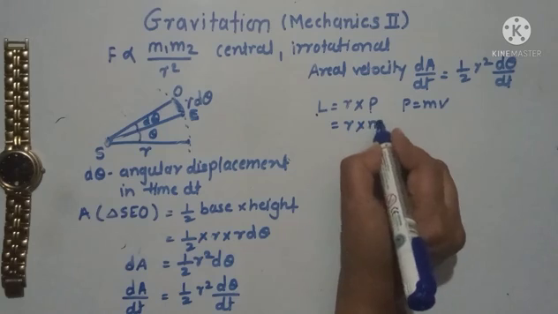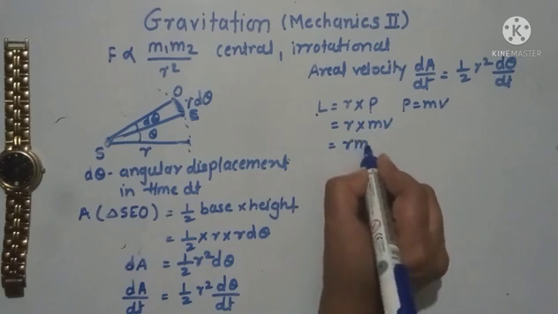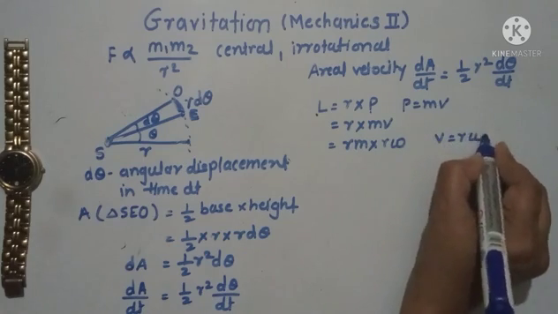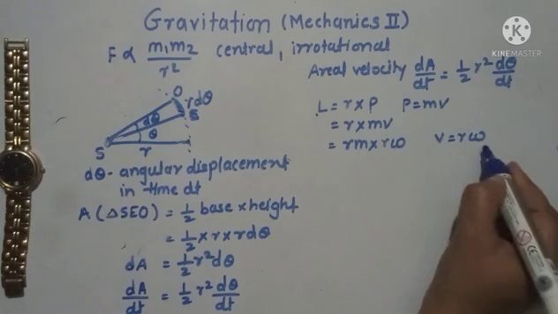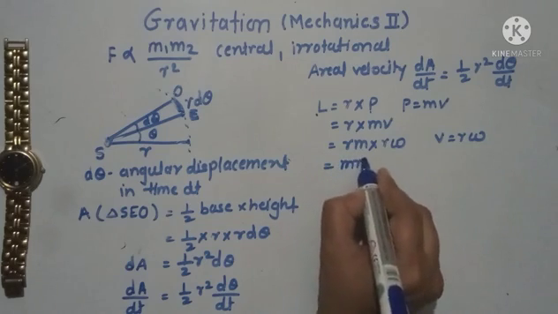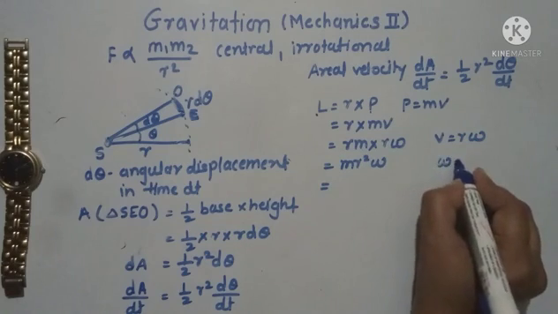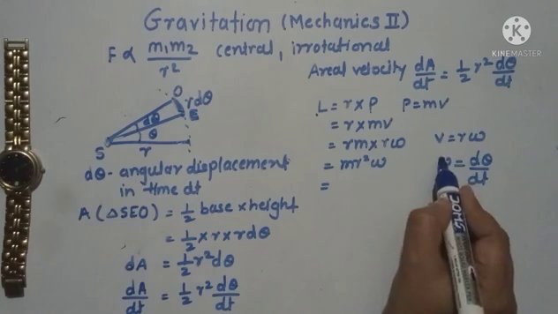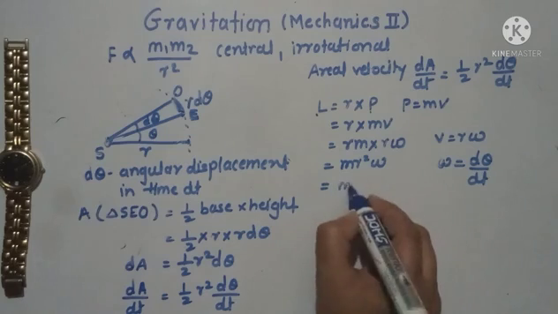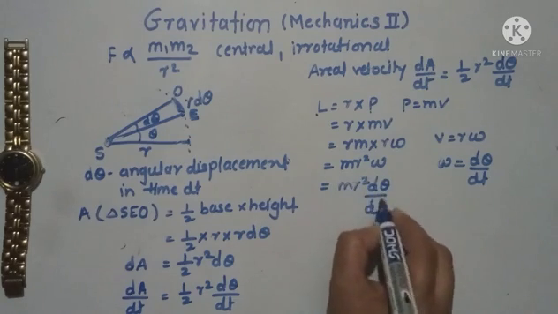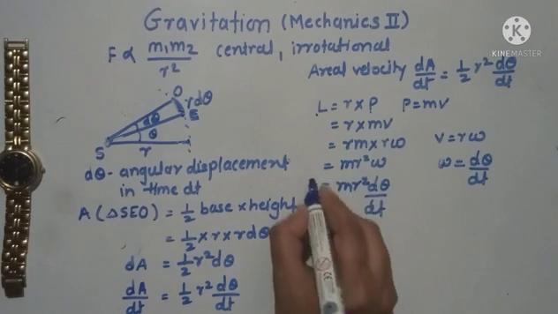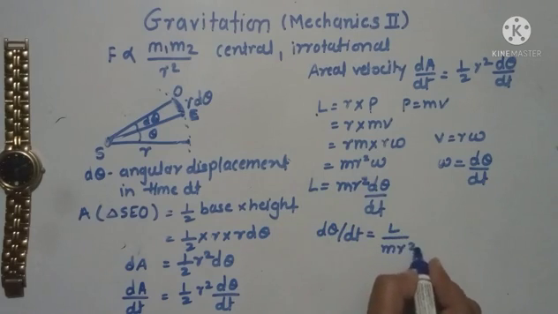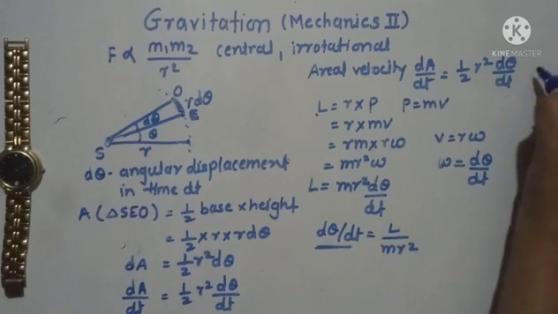So let us put the value of p as mv, giving r into m into v. Now v is nothing but r omega. We know that v is equal to r omega, which is the relation between linear velocity and angular velocity. So we get m r square omega, and this omega is nothing but d theta upon dt. The angular displacement per unit time is the angular velocity omega. So d theta upon dt can be written as L upon m r square. Let us put this value of d theta upon dt into the earlier equation.